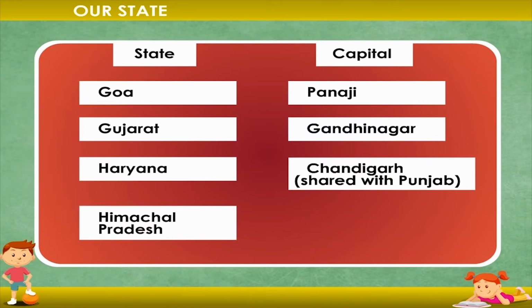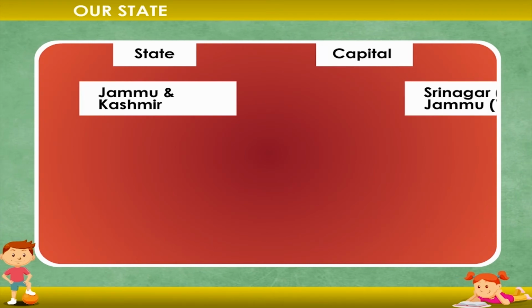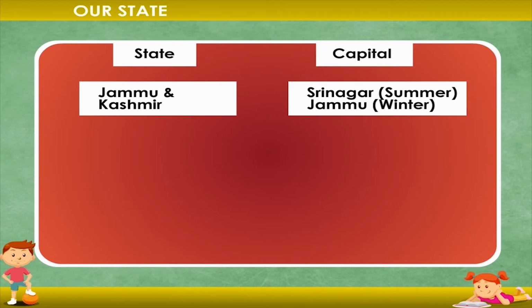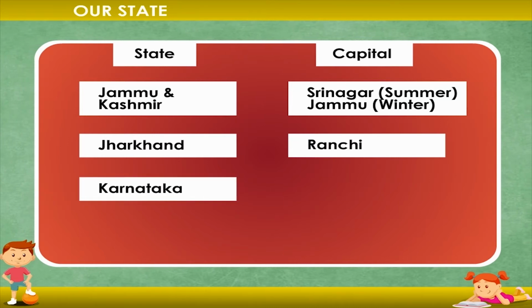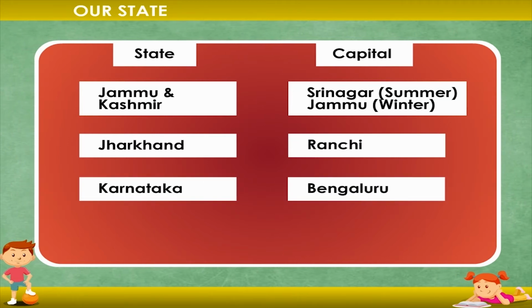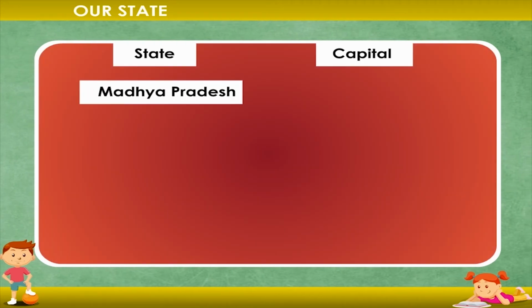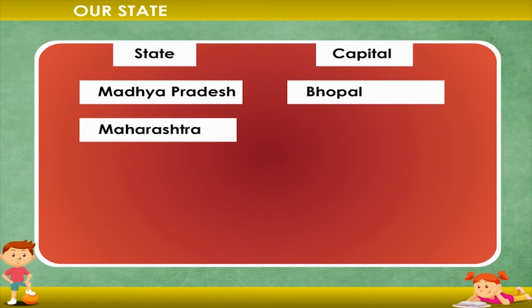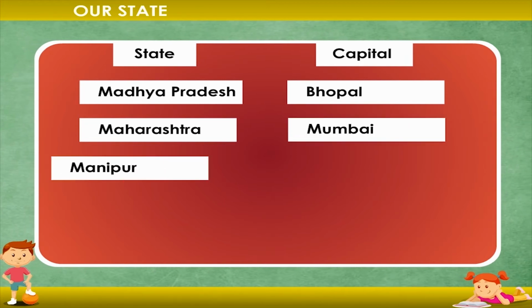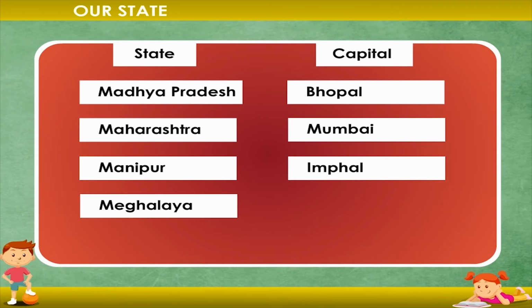Himachal Pradesh, Shimla. Jammu and Kashmir, Srinagar in summer, Jammu in winter. Jharkhand, Ranchi. Karnataka, Bengaluru. Kerala, Thiruvananthapuram. Madhya Pradesh, Bhopal. Maharashtra, Mumbai. Manipur, Imphal. Meghalaya, Shillong.